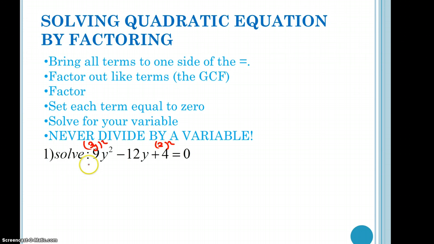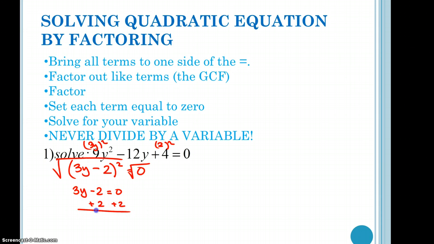Not bad. Next, well, this one looks a little bit funky. So what we're going to need to do first is get everything on one side. And this is what I'm going to do. I'm going to minus x squared, and I have negative x squared plus 3x minus 6 equals negative 10. Not done. I said everything on one side, so we need to add 10 and add 10. So I have negative x squared plus 3x plus 4 equals 0.